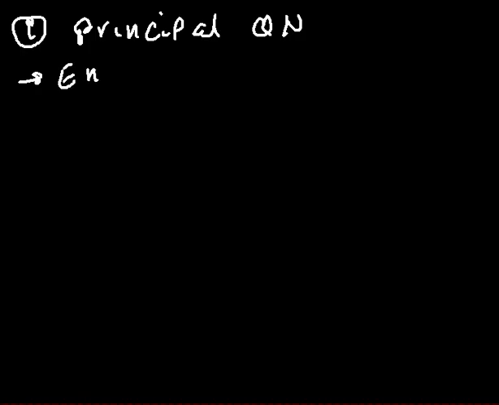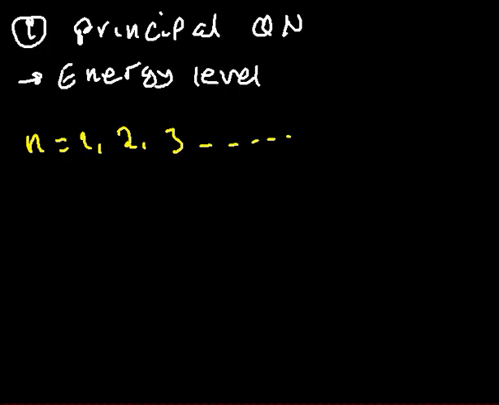Describes the energy level of the electrons. That is what we call the principal quantum number. It describes the energy levels of the electrons. And by the way, the energy levels are denoted as n, which starts from 1, 2, 3 up to somewhere. That is what we call the principal quantum numbers.